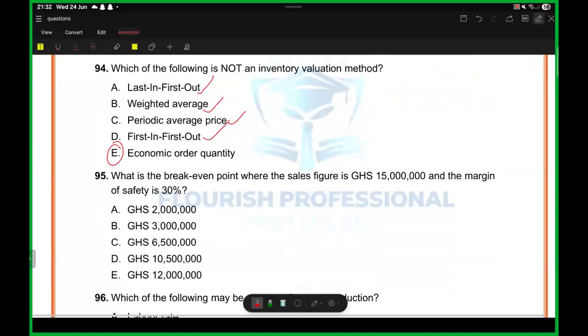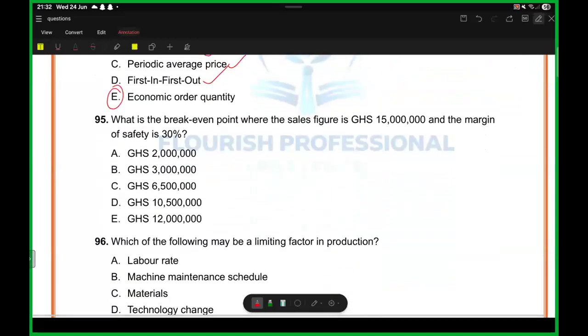All right, 95. Gradually, we are coming there. We are coming to an end of it. 95. What is the break-even point where the sales figure is 15 million?